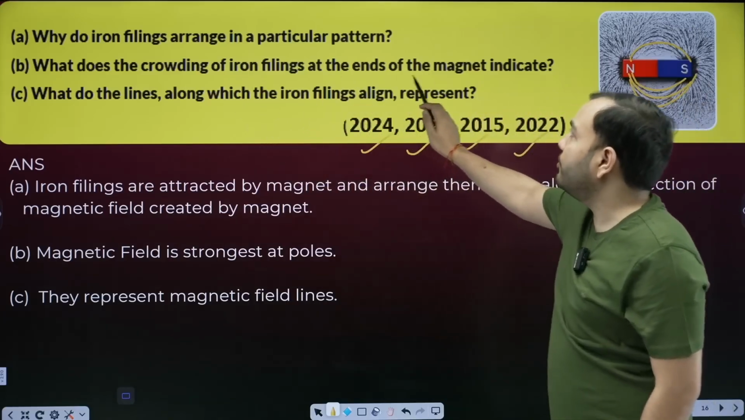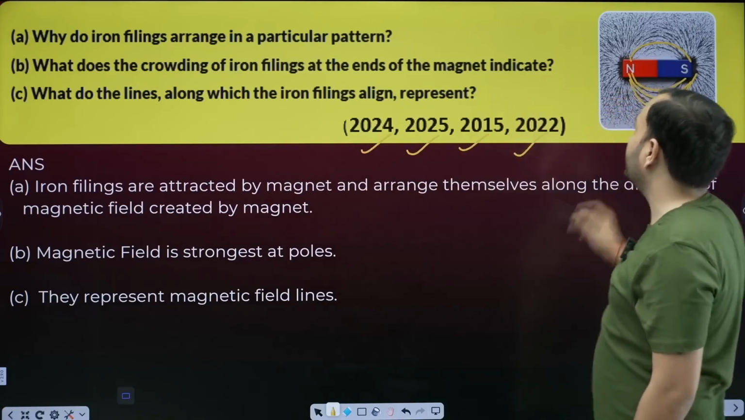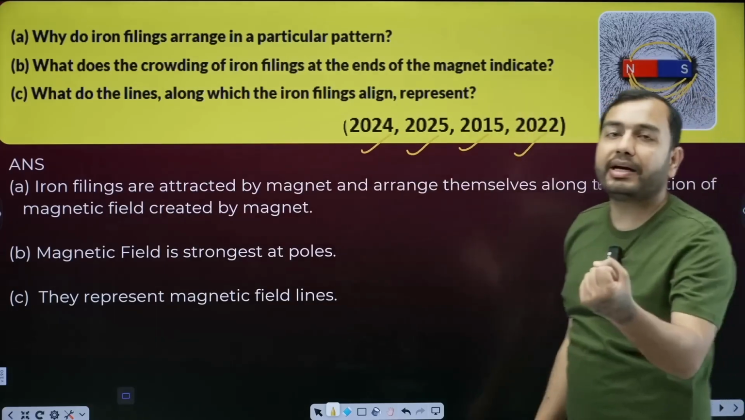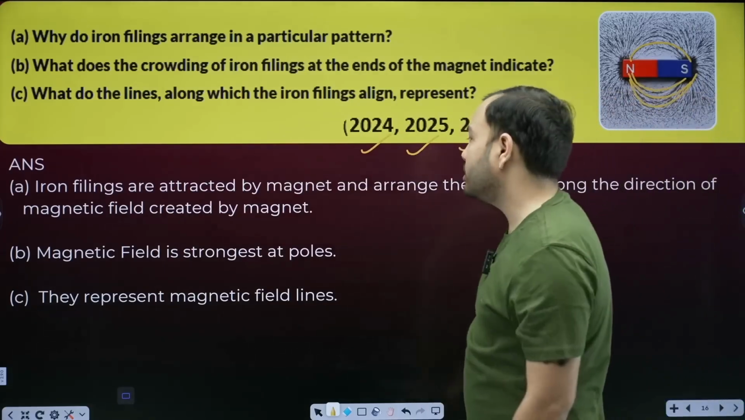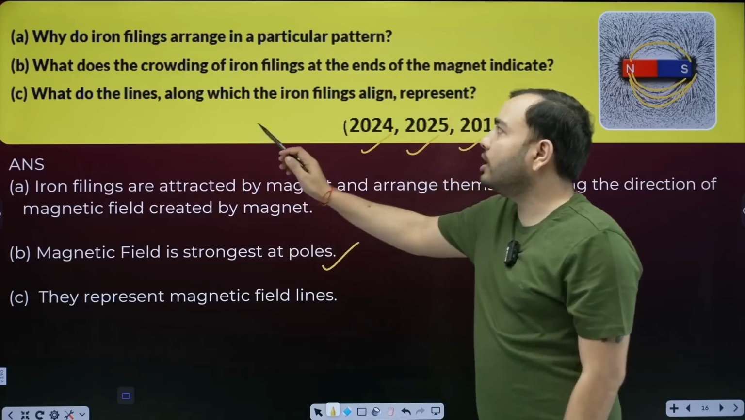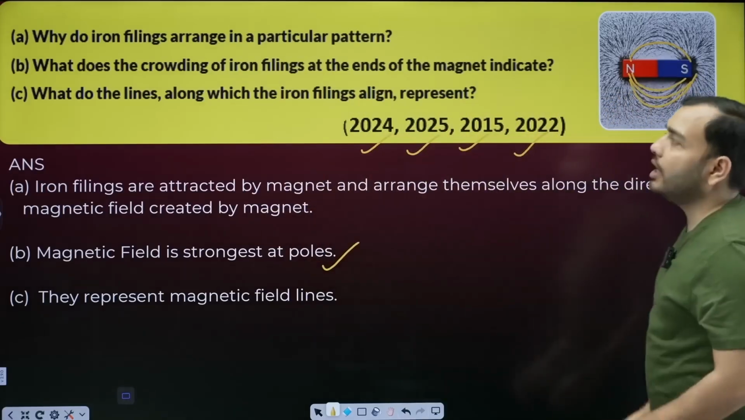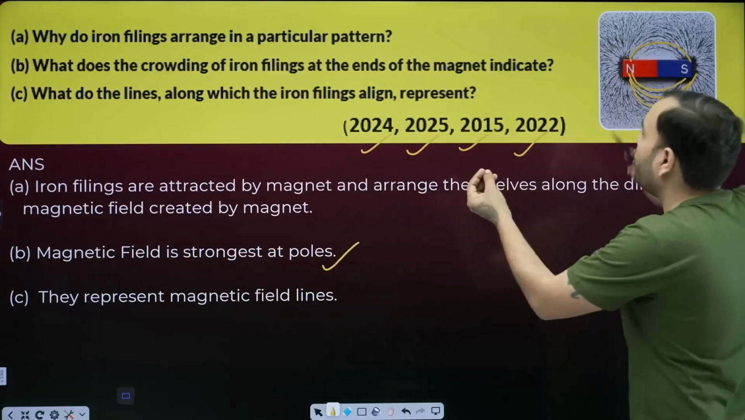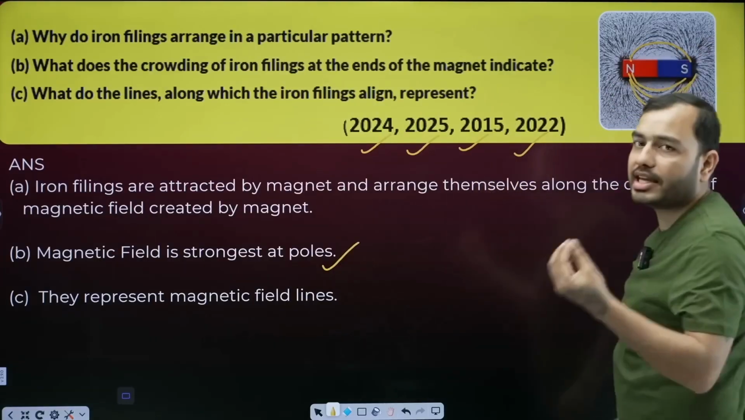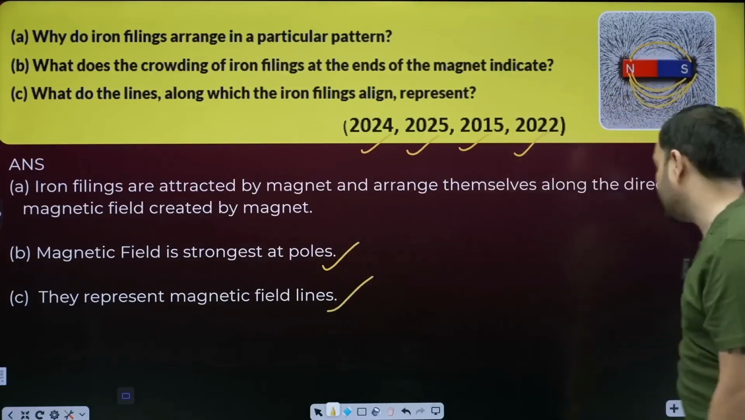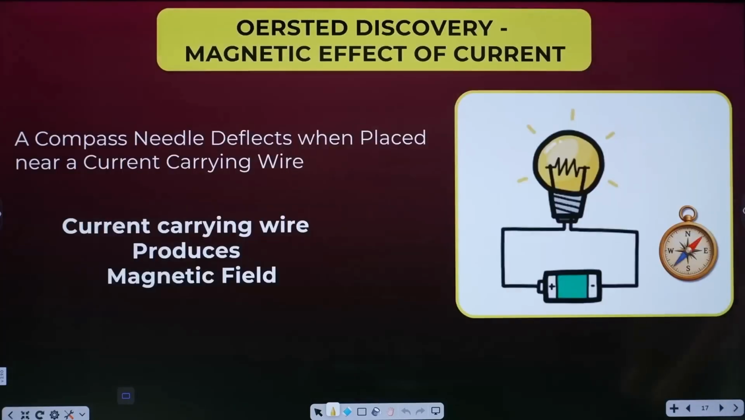What does crowding of iron filings at the end of the magnet indicate? The magnetic field is strongest at the poles, right? This is what it indicates. What do the lines along which the iron filings align represent? They show magnetic field lines. Clear? Come on now, let's move forward.